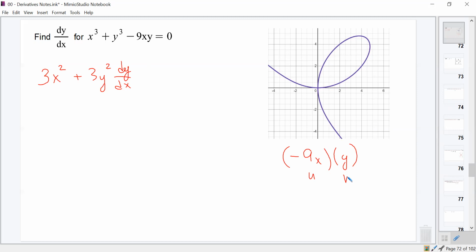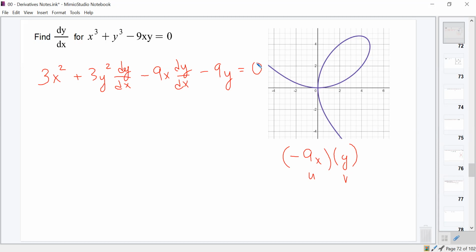So the product rule says it should be u times the derivative of v. So that'll be minus 9x. And the derivative of y with respect to x is 1 times dy/dx. Then we'll take the derivative of u, so minus 9, and then we'll multiply that by v, which is just y. So we end up with minus 9x dy/dx minus 9y. And on the right-hand side, it just equals 0 because the derivative of 0 is 0.